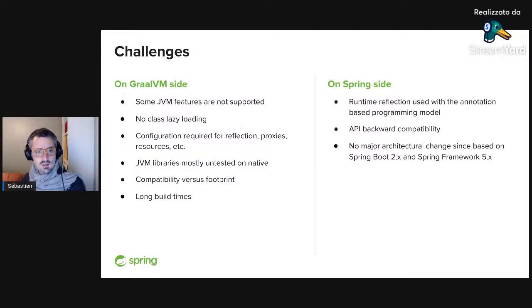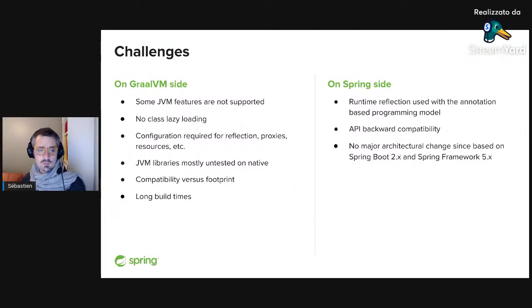So if we focus on native, some GraalVM features are not supported, not that many. But for example, you can't generate bytecode at runtime because native is much less dynamic, basically. A lot of things need to be fixed at build time. There is no class lazy loading. On the JVM, your class is loaded when it is concretely used. At native level, the code removal happens ahead of time. But that means that when you start your application, everything that you ship in the native executable is loaded in memory. So that's just a different behavior.